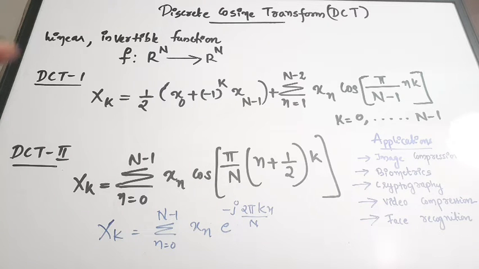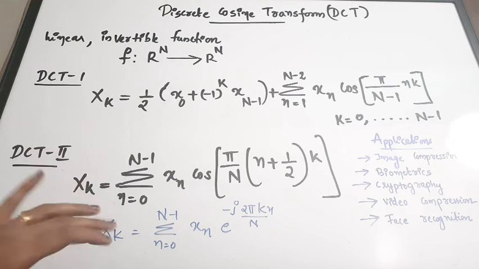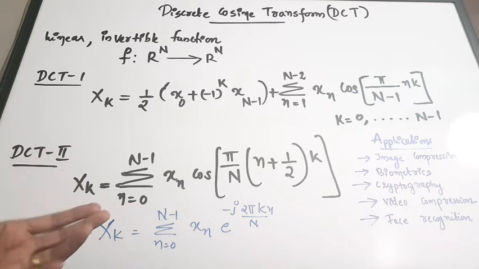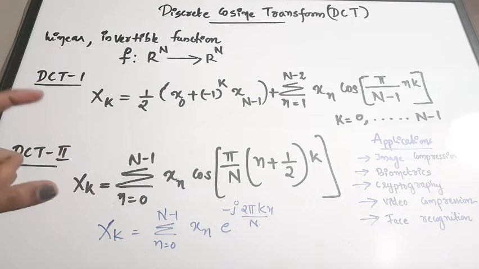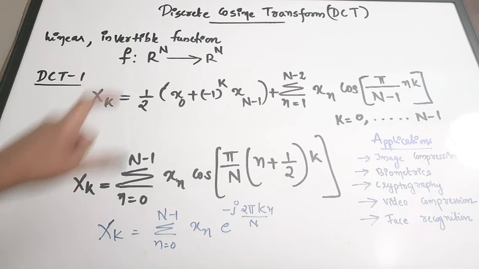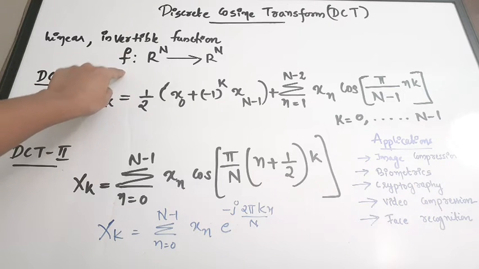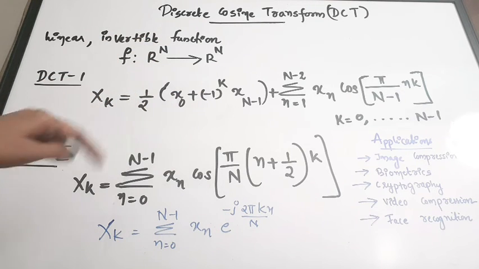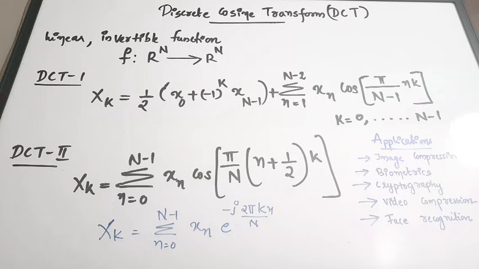As a formal definition, DFTs generally take complex inputs and give us complex outputs. But DCT operates on the set of real numbers. The function DCT is defined from R raised to N to R raised to N, where R is nothing but the real numbers. So DCT is defined on the set of real numbers only. It is not defined on complex numbers. This is the basic underlying difference between DFT and DCT.